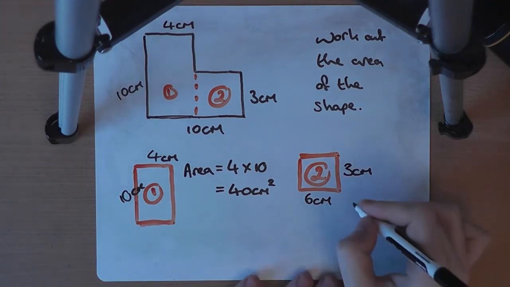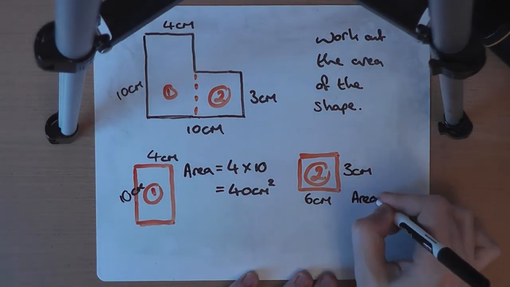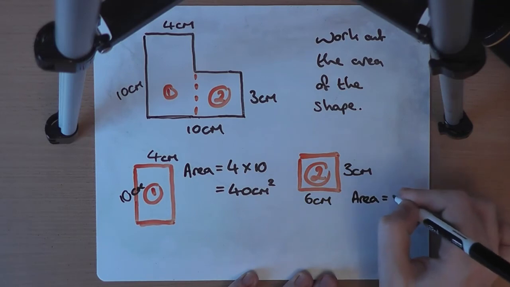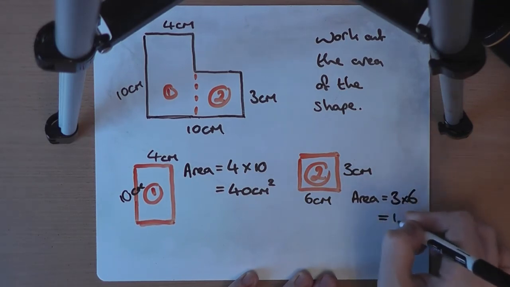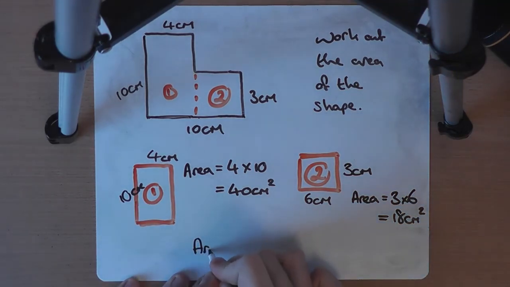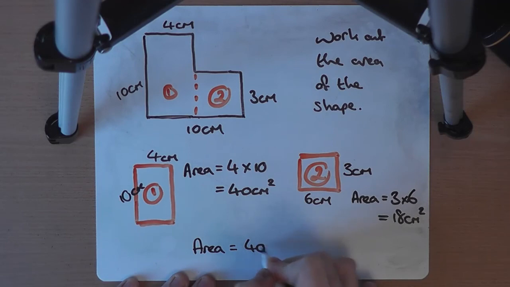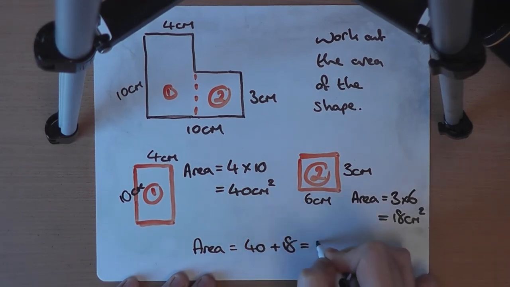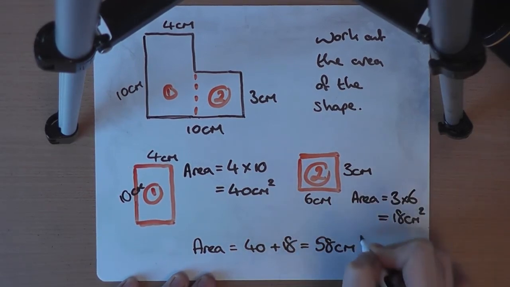We can work out the area of shape 2 over here. The area of shape 2 is going to be 3 by the 6, so that's 3 times 6, which is 18 centimetres squared. Our final step then is to take the 40 centimetres squared from shape 1 and the 18 centimetres squared from shape 2, and we simply add them together because the shape is made from joining those two shapes, joining those two areas. So our overall area will be 40 plus 18, which is 58 centimetres squared.